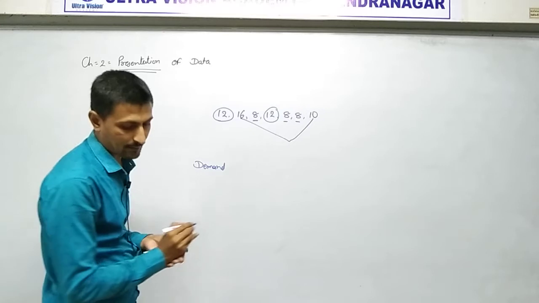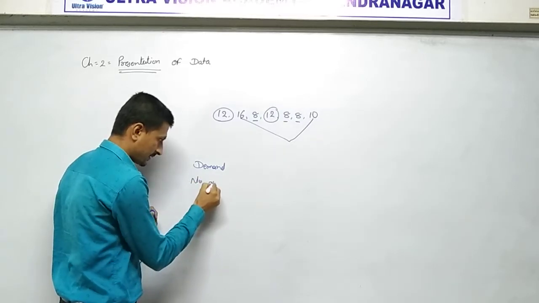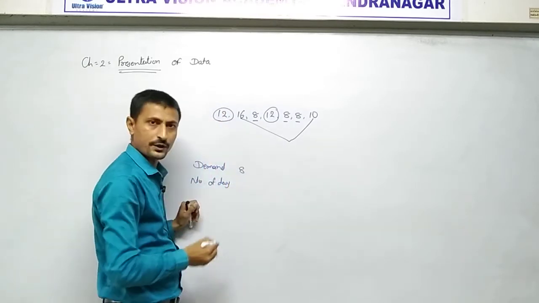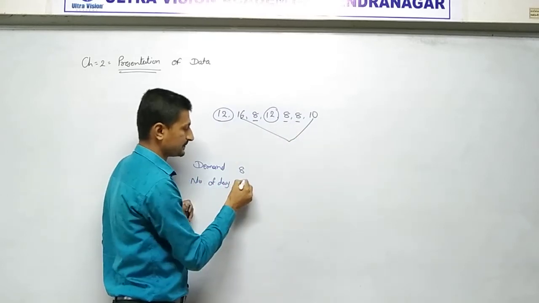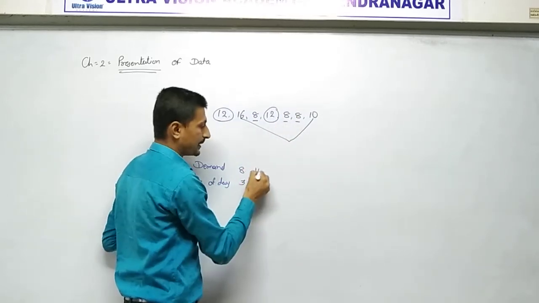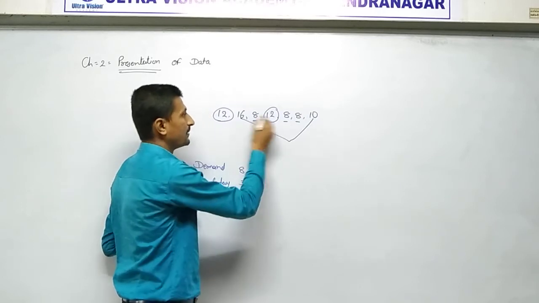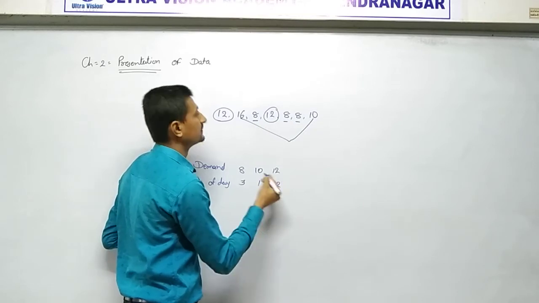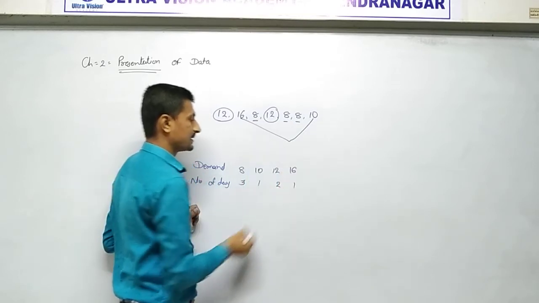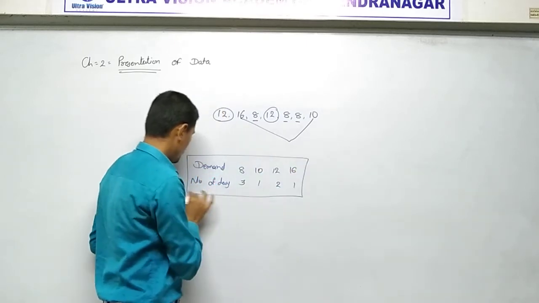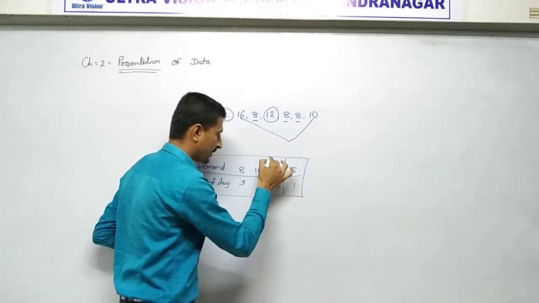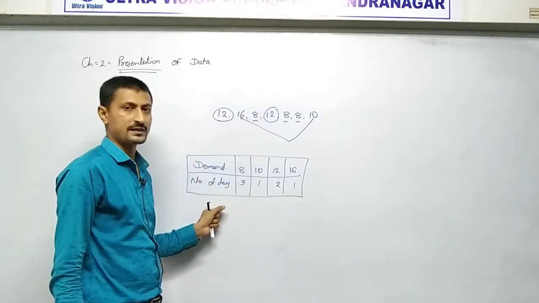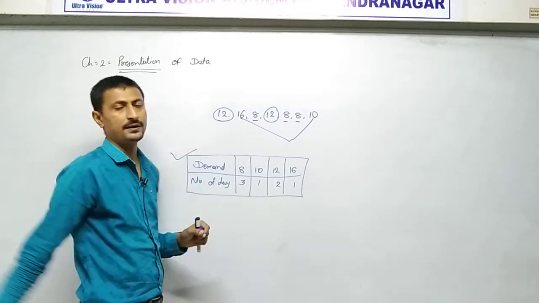The first variable is demand and the second variable is number of days. Demand is 8 units, number of days is 3. Demand is 10 units, number of days is 1. Demand is 12 units, number of days is 2. And demand is 16 units, number of days is 1. So processing ungrouped or raw data into a proper form is called classification of data, and the result is called classified data.